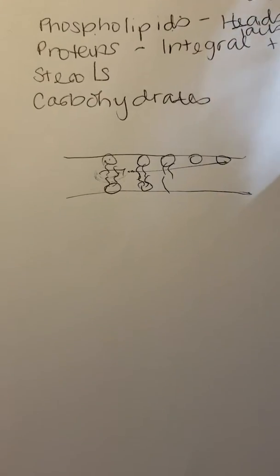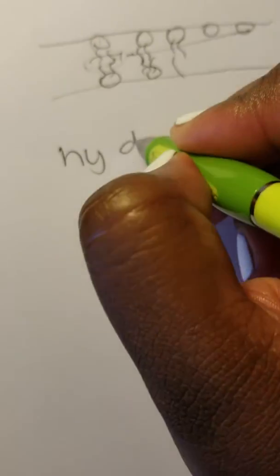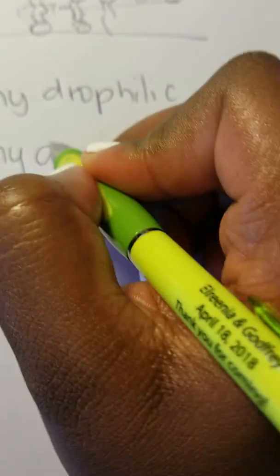Isn't that something? So that means it's able to interact with water. We can write this here: hydrophilic, water loving. I think philic means loving, and hydro is water. Hydro and phobic means phobia, so it's like water fearing.